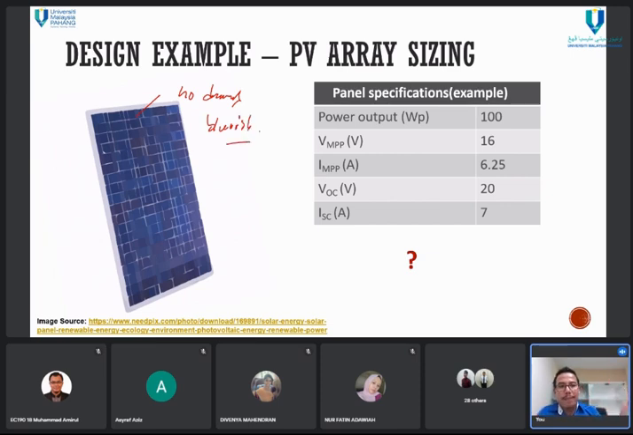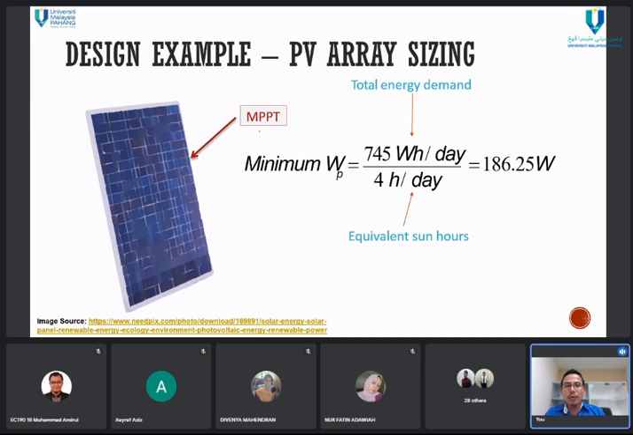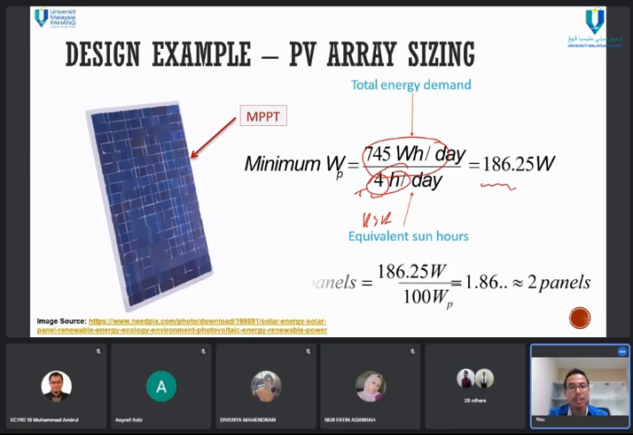Okay, we have the VMP there, 16, and we have the IMP, the VOC and ISC. So we call that the minimum watt peak, with the total energy demand. Just start with 4 hours. So we consider the equivalent peak sun hours with 4 hours per day. Then our energy demand is 745. We divide 745 by 4, and we get 186.25 watts.